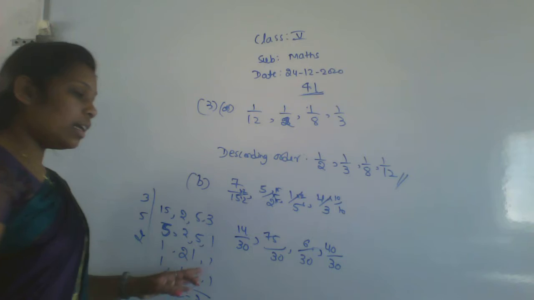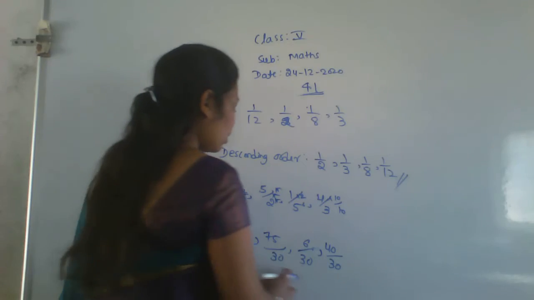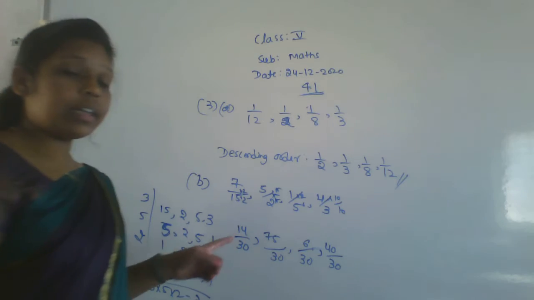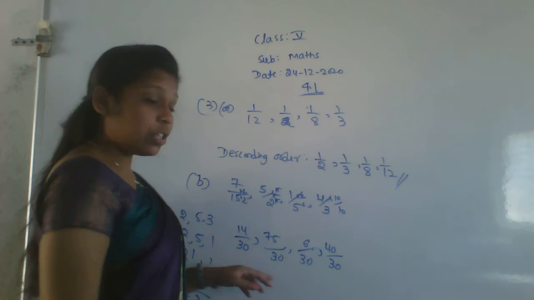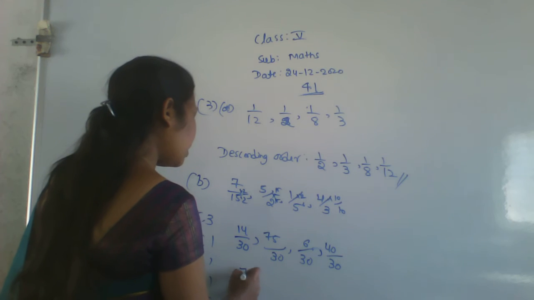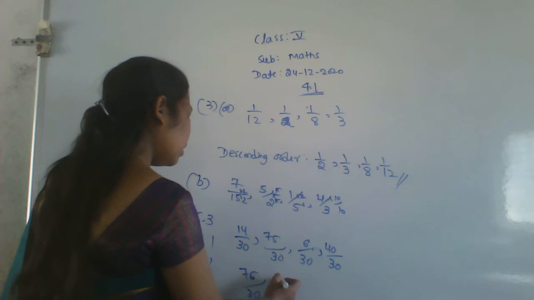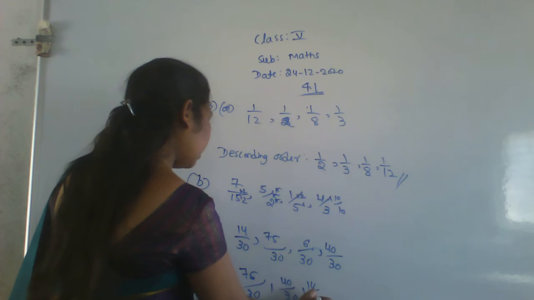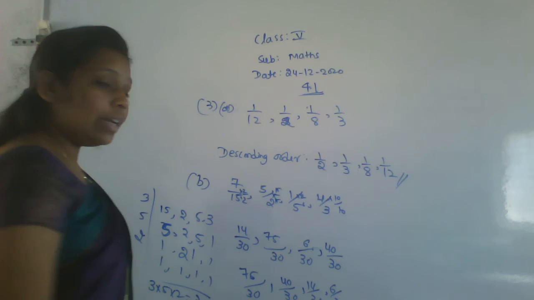Now all the denominator values are the same here. All the denominator values are the same means you have to compare only the numerator values. Which one is the greatest first? 75 by 30 is the greatest fraction. So to write the descending order, first you have to write the greatest number, 75 by 30, next 40 by 30, and next one is 14 by 30, and next one is 6 by 30. Okay, you can leave it here only.